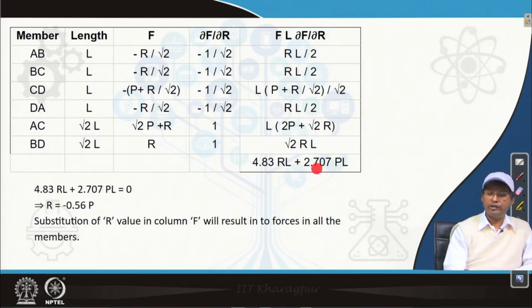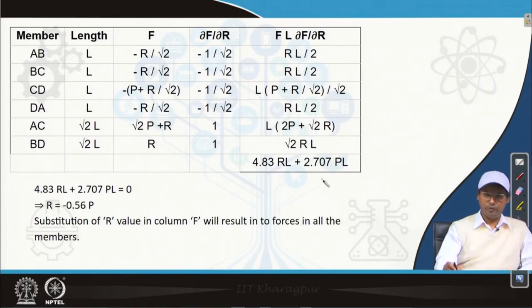RL plus 2.707 PL equals 0. And from there we get the value of R. Again, one more job is left for you to do. You can have one more column here. If we substitute the value of R, you can easily find out the forces in this member.